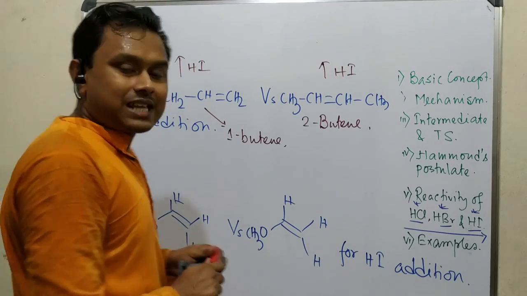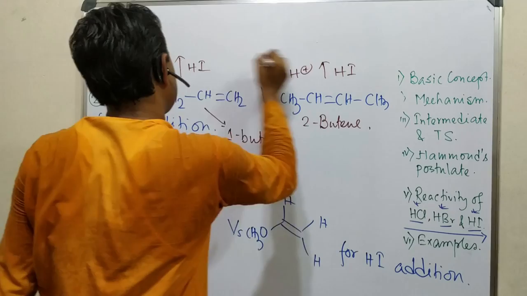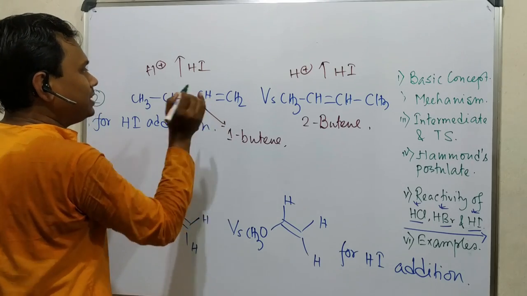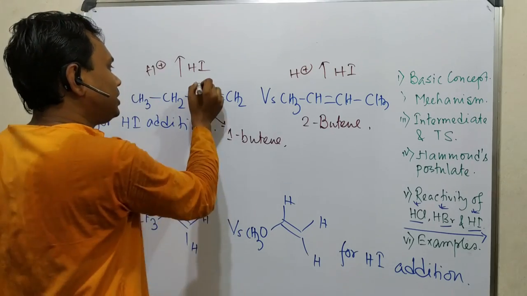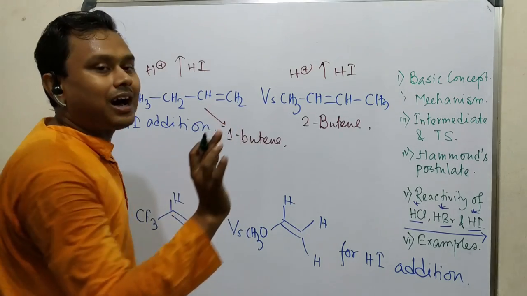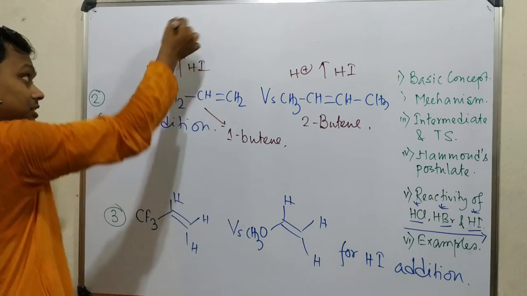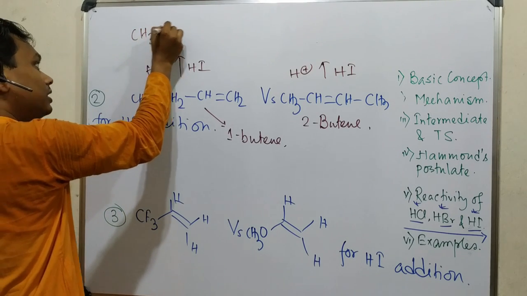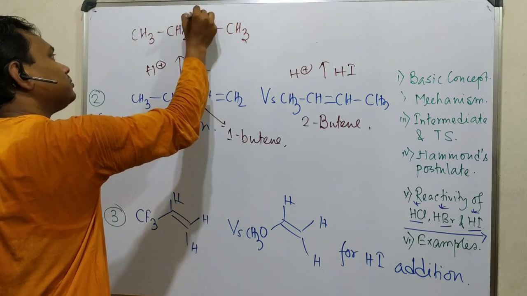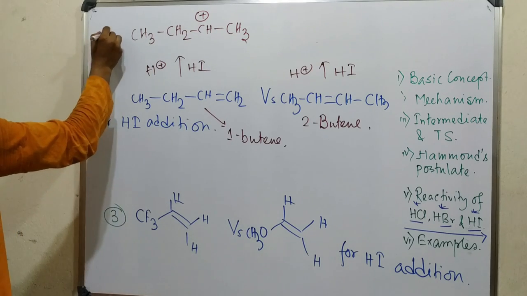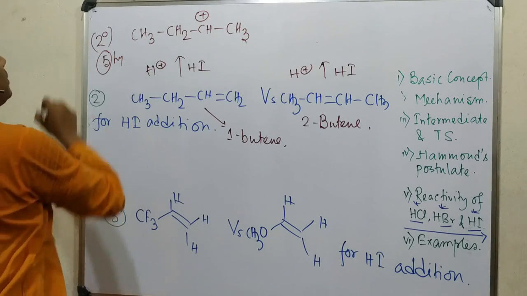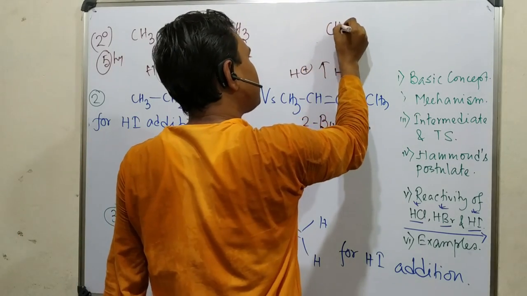So let's see. First, as I told, carbocation formation means reaction with H plus. So let's react with H plus. Go step by step, otherwise it will be difficult. According to Markovnikov's rule, the negative part will come to this carbon, fine. But I am not going to that. What I have told, I will follow: you have to produce the most stable carbocation. As in the previous example I explained, let's prepare the carbocation. This is CH and this is CH3. This is a secondary carbocation, and here the number of hyperconjugations possible is 5.